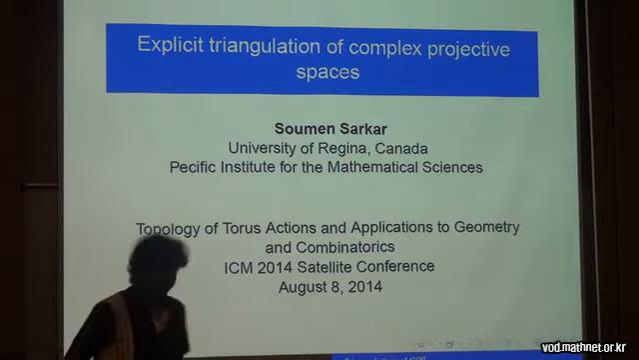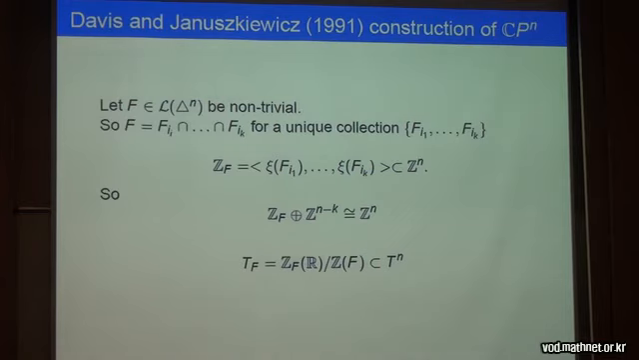So given this condition, we can define a submodule Z_F of the n-dimensional lattice Z^n, which is generated by ξ_{F_i1} to ξ_{F_ik}. Corresponding to this sublattice, by our condition, this sublattice is a direct summand of Z^n. So given this submodule, we can define a compact torus T_F, which is defined by Z_F⊗R modulo Z_F, inside T^n.